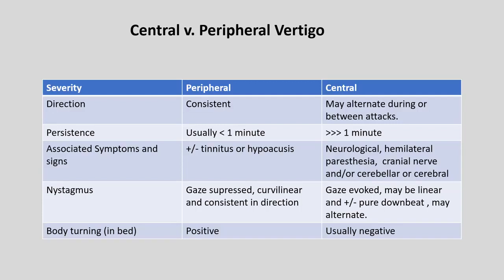Vertigo is more definite in its symptom, and so it's easier to determine if it is central or peripheral. The direction of spin with peripheral vertigo is consistent. It does not change direction either during or between attacks, while the spin of central vertigo may change direction. Peripheral vertigo is non-persistent, while central vertigo lasts for varying periods after the trigger has gone.